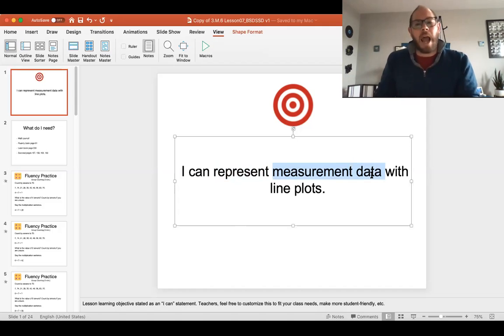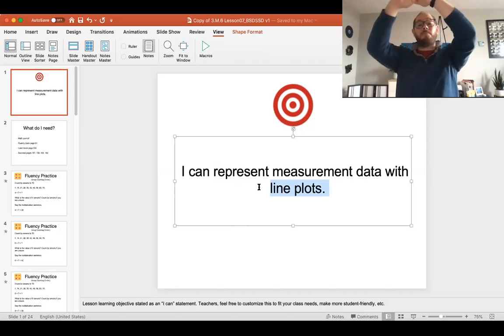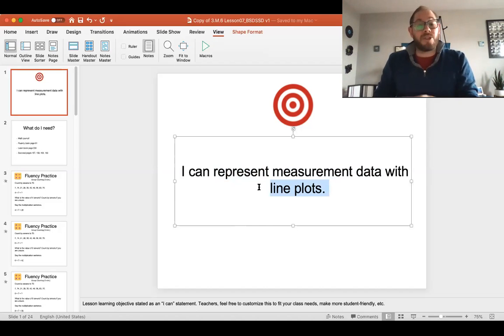Remember, that tells us how much of something or how many things. And we are using our line plots. We learned about line plots yesterday. That's when we have a number line and we put little X's above each number to show how many things were that long. So if we had 1 inch and we had 3 things that were 1 inch long, how many X's would we put above the number 1? We'd put 3 X's up there.